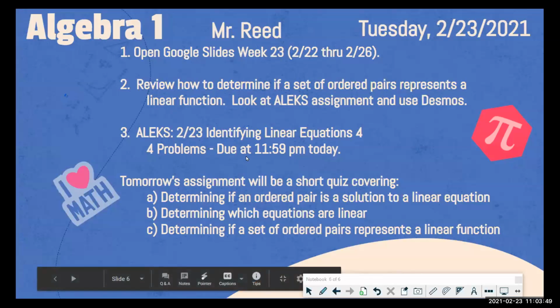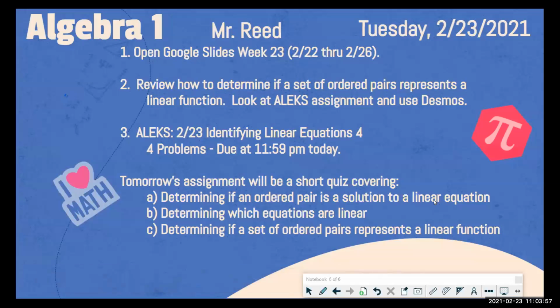It's one question shorter than yesterday's because I took off the problem that was about determining if an ordered pair is a solution to a linear equation. We've done that with every assignment for a while, so I'm hoping we're getting enough practice. We already knew that anyway.